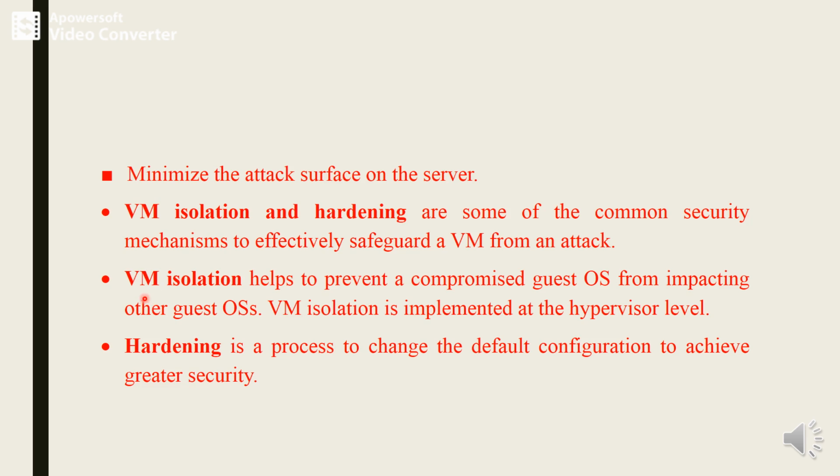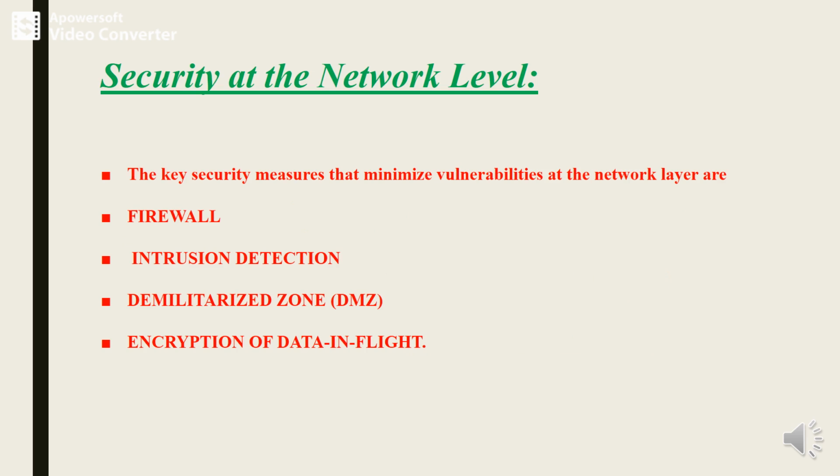What is the meaning of virtual machine isolation? Virtual machine isolation helps to prevent a compromised guest OS from impacting other guest OSs. Virtual machine isolation is implemented at the hypervisor level. Similarly, hardening is a process to change the default configuration to achieve greater security. We have to change some default configurations within the virtual machine so that we can get greater security.